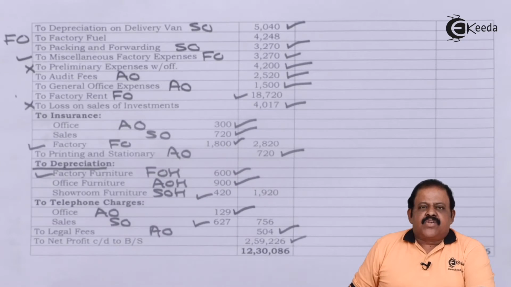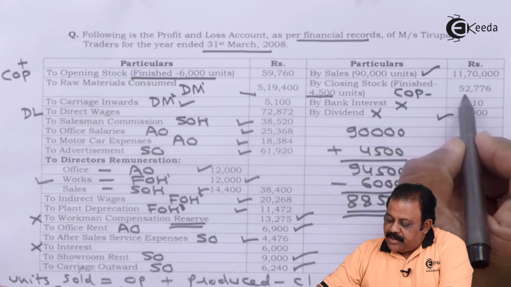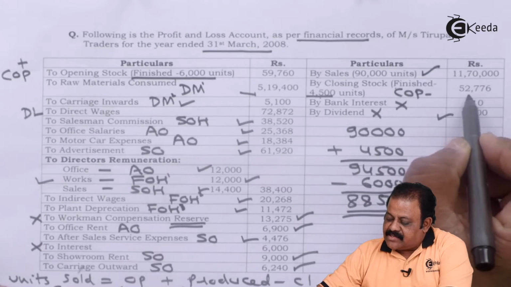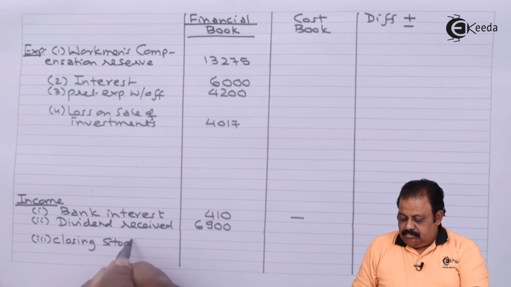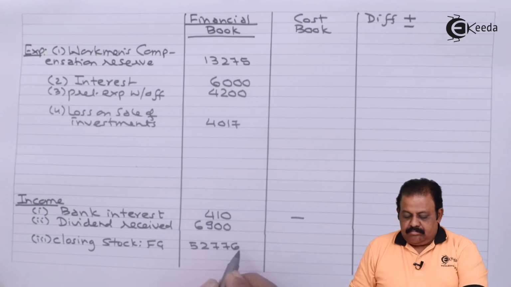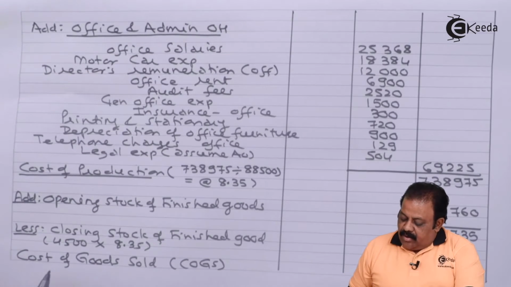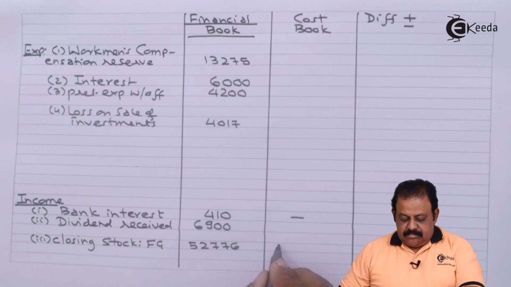Finally, there will be difference of closing stock of finished goods. In financial book, closing stock is 52,776. In cost sheet we have closing stock of finished goods 37,575.